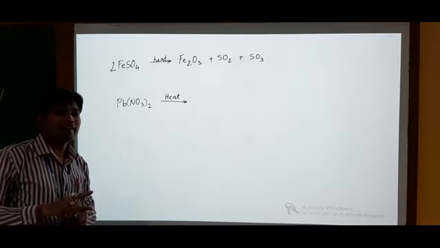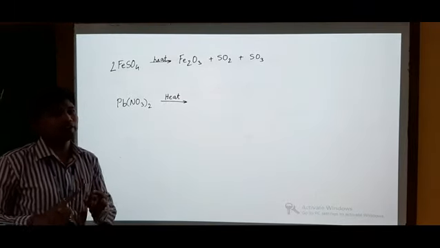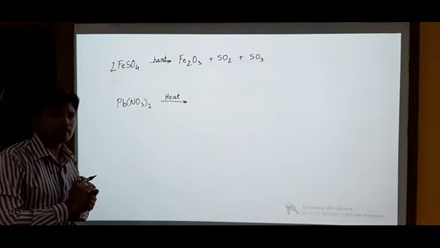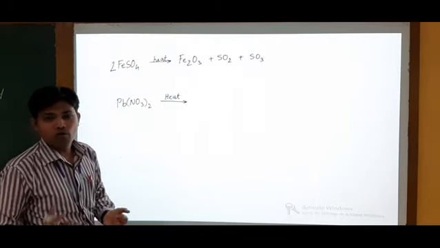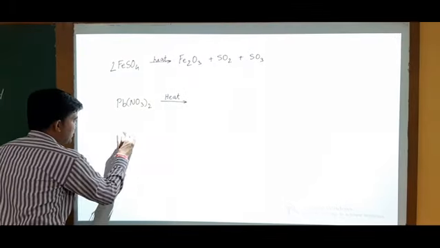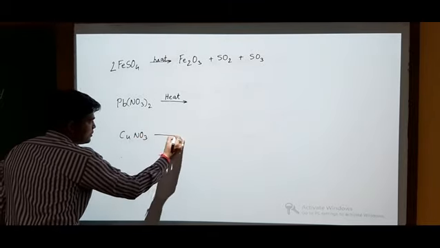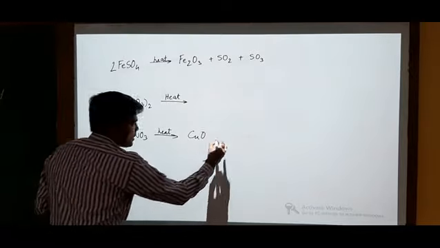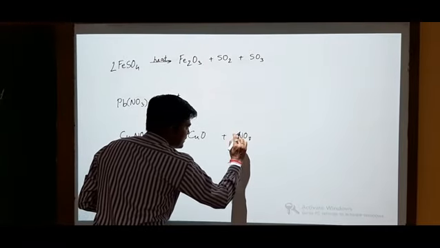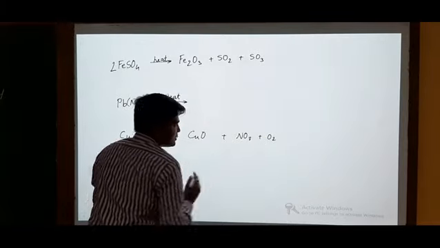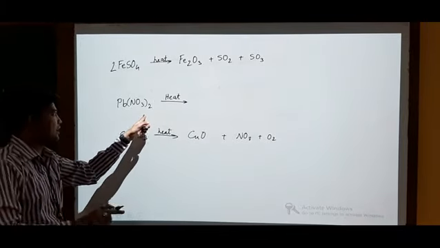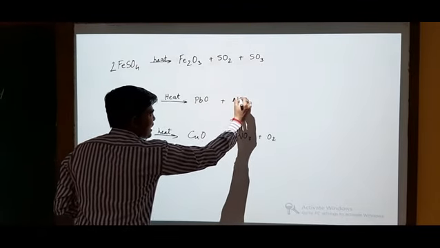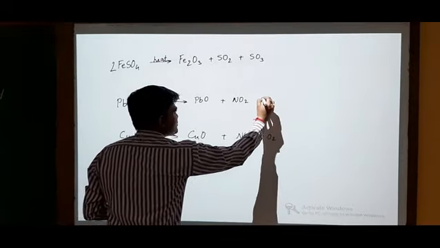Remember, in case of copper nitrate, copper oxide, nitrogen dioxide and oxygen was formed. See the formula of lead nitrate, it is same as copper nitrate. So the reaction will also be same. There, when copper nitrate was heated and it got decomposed, we got copper oxide plus nitrogen dioxide plus oxygen. So what will you get here? Yes, you are right. You will get lead oxide plus nitrogen dioxide plus oxygen.